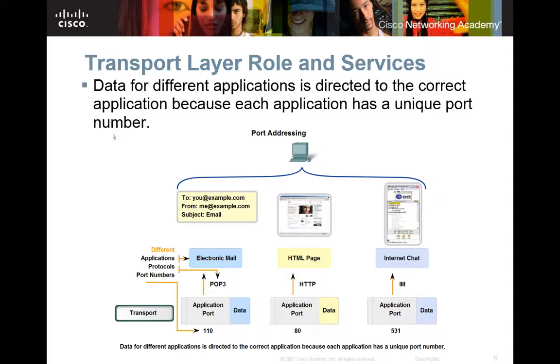Simple Mail Transfer Protocol, SMTP. What about port 443? HTTPS. And then 531 is all your internet chats, IRCs, that kind of stuff.